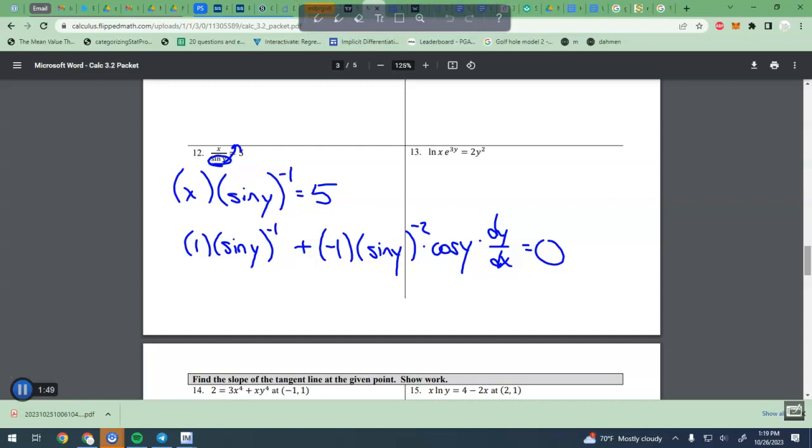Instead of having sine y to the negative first, like I did when I turned it into x times cosecant of y, you can do that too. Alright. Yeah, so I didn't think of that. So this would be the same problem, wouldn't it? The sine on the bottom and cosecant on top are the same, so you can do that. But I want to go through the quotient rule one also.